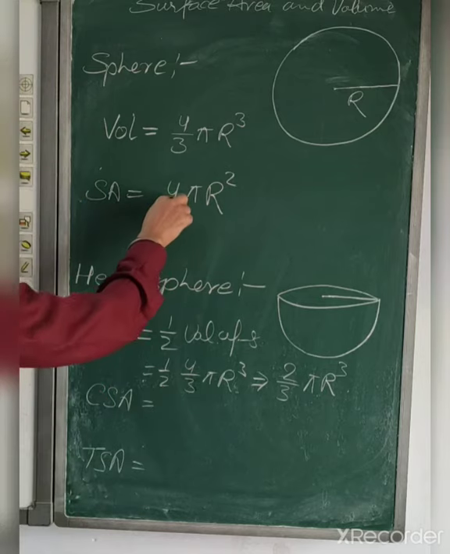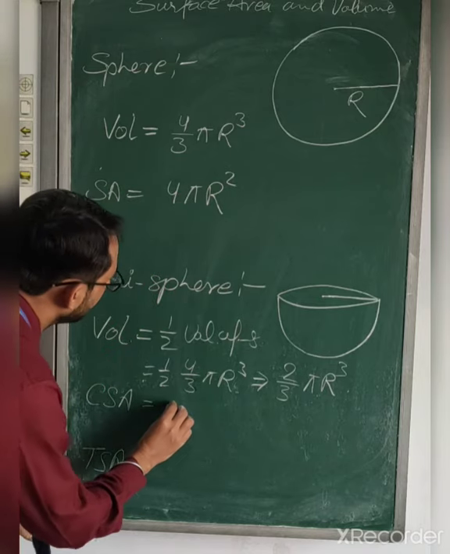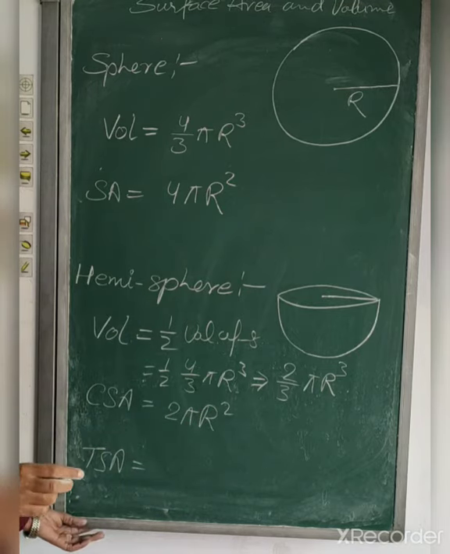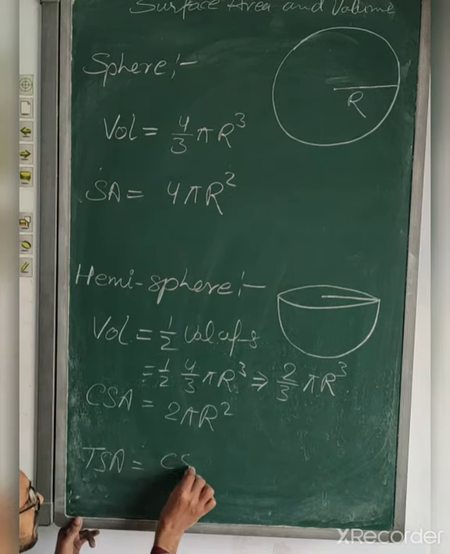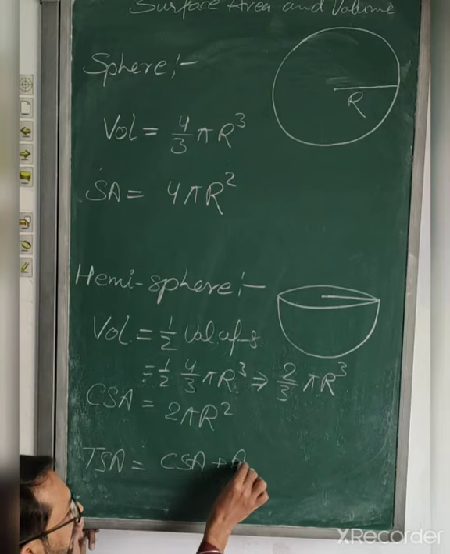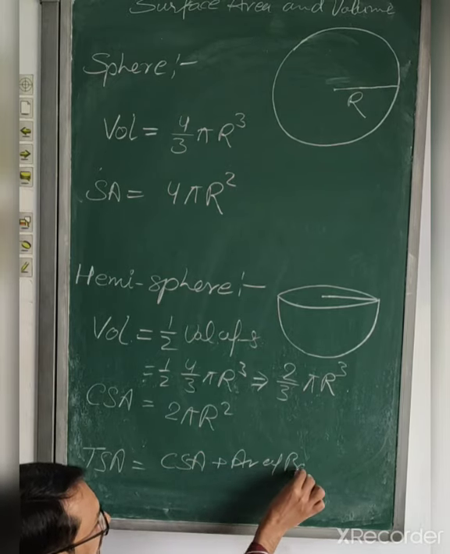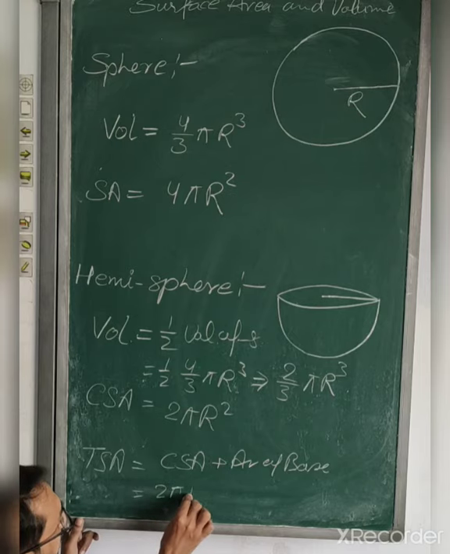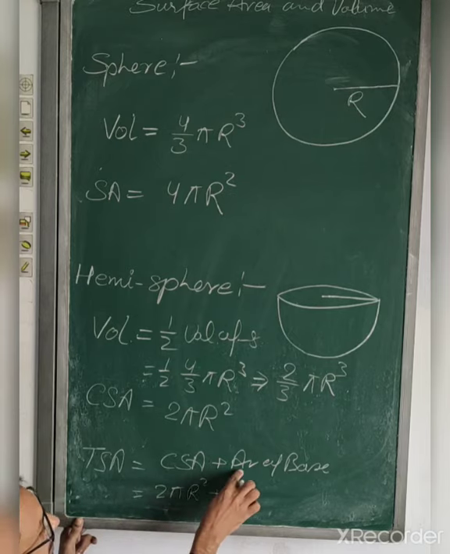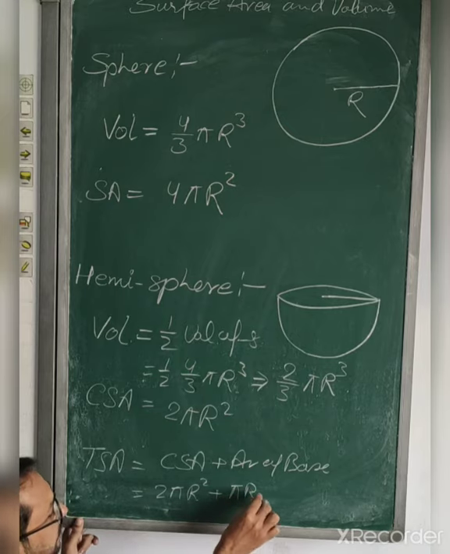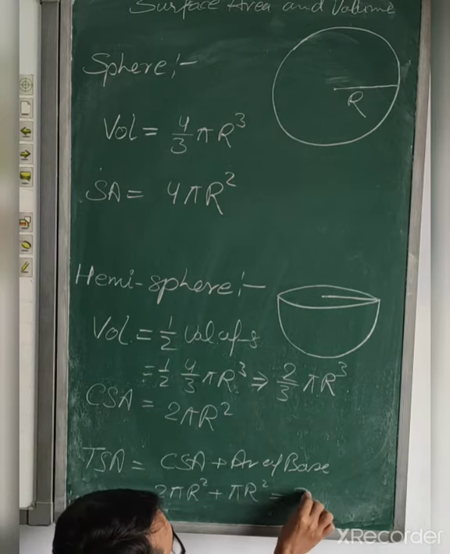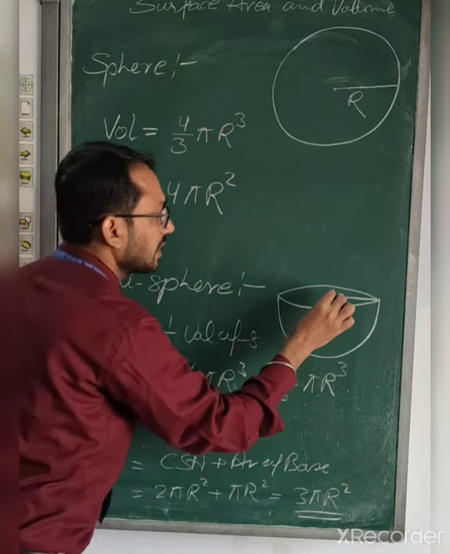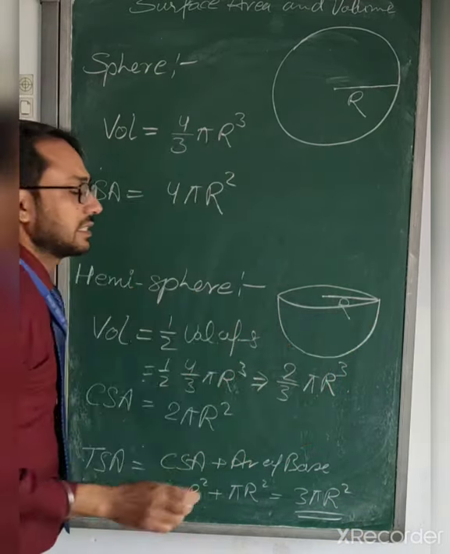So its curved surface area will be half of this, so it will be 2 pi r square. Now the total surface area is the curved surface area plus the area of the base, that is 2 pi r square plus pi r square, which equals 3 pi r square. The radius I have not written, so the radius is r.